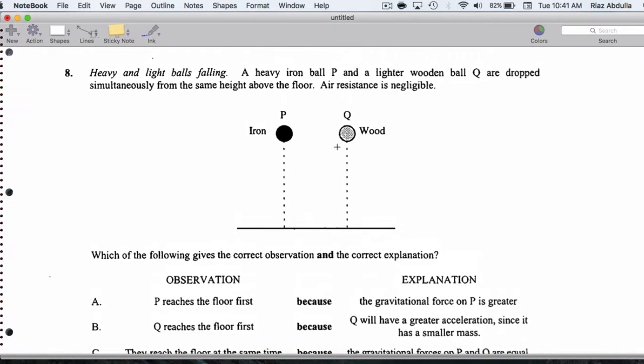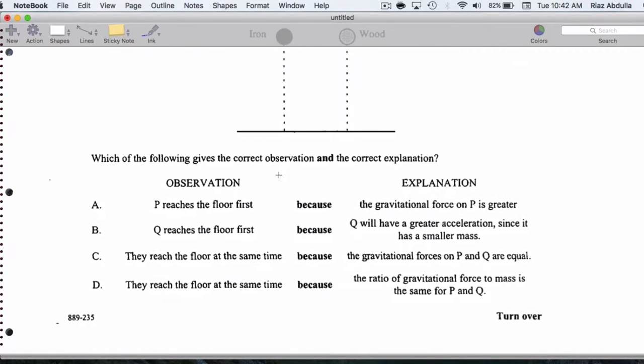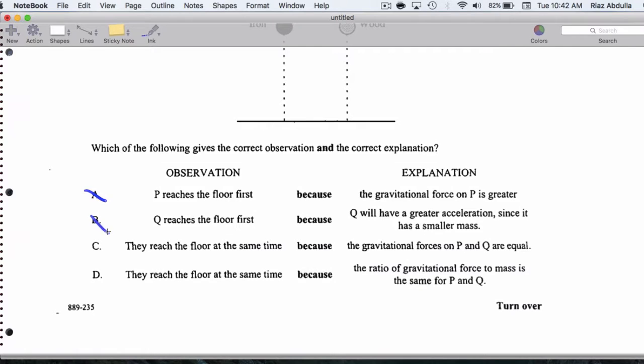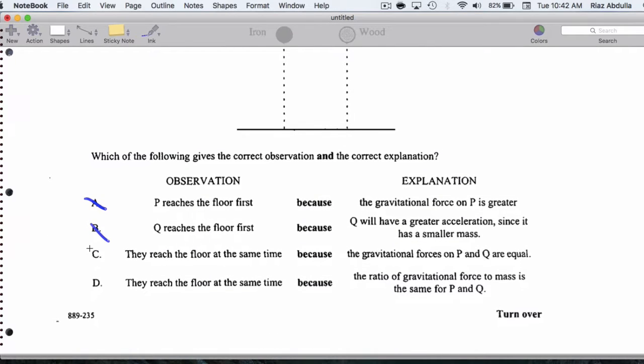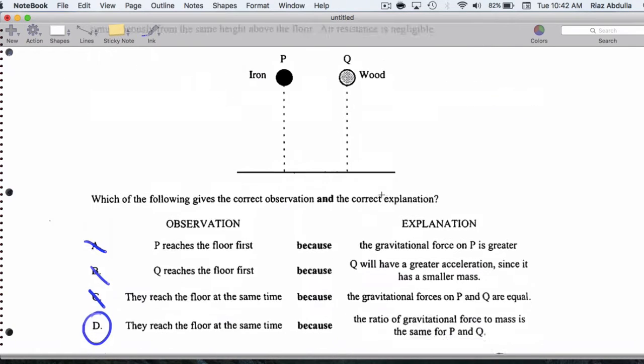Here, heavy and light balls falling. P and Q are dropped. No. They will actually reach the floor at the same time. Let's talk about the reason. The gravitational forces are not equal. The ratio of force to mass is the same, giving us the same acceleration.